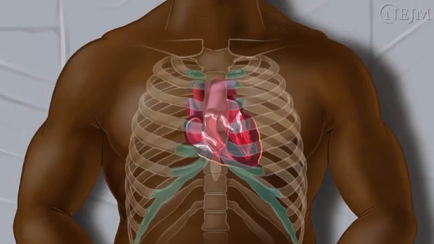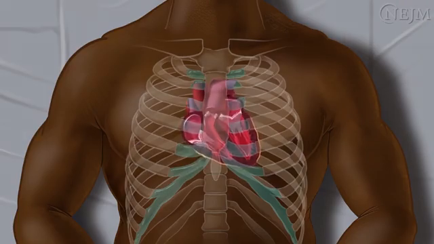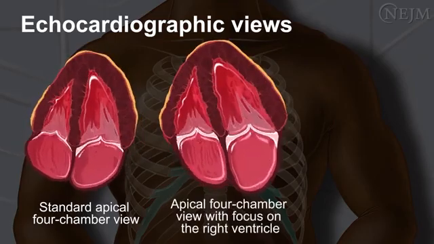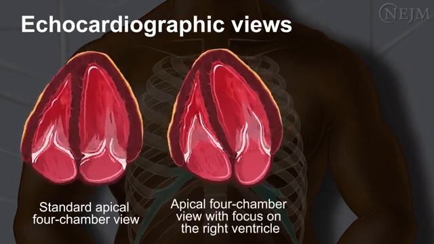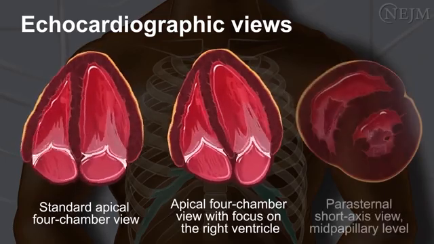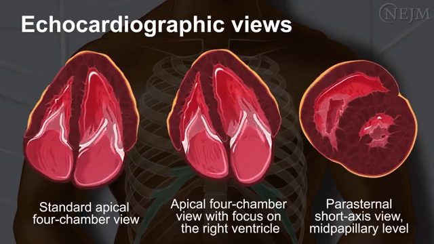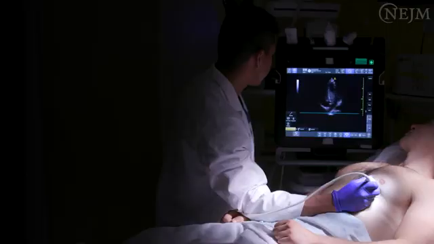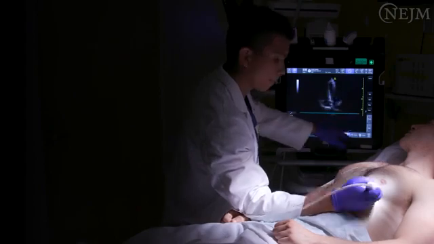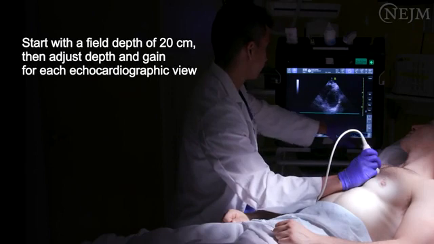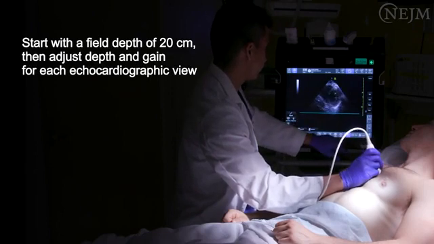The recommended echocardiographic views for the visual assessment of right ventricular size and systolic function are the standard apical four-chamber view, the apical four-chamber view with focus on the right ventricle, also referred to as the right ventricle focused apical four-chamber view, the parasternal short axis view at the mid-papillary level, and the subcostal four-chamber view. To obtain any of these echocardiographic views, set the field depth to 20 centimeters, and then adjust the depth and gain to demonstrate structures of interest at their maximum size.